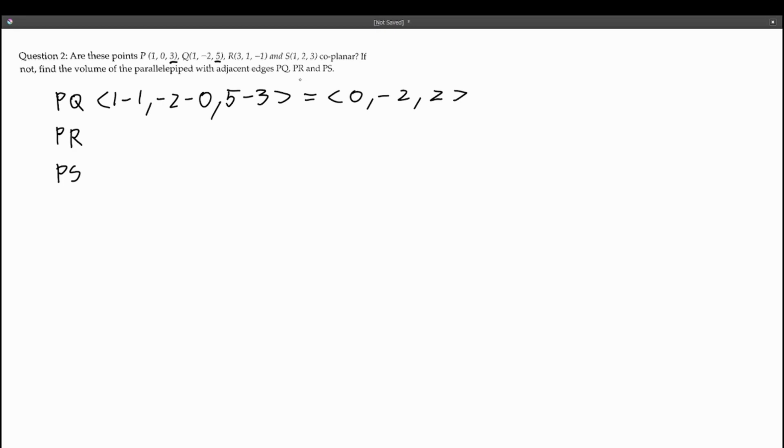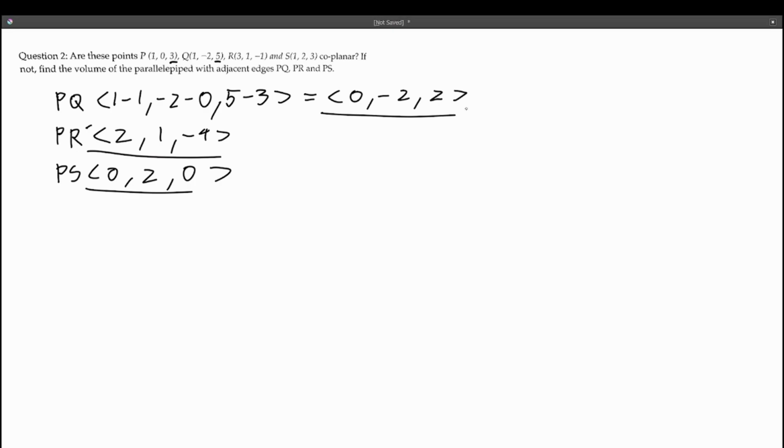We do the same thing for PR and PS as well. I'm just going to skip the first step since it's pretty simple in mental math. So for PR, that's 3 minus 1 is 2, 1 minus 0 is 1, negative 1 minus 3 is negative 4. And for PS, that is 1 minus 1 is 0, 2 minus 0 is 2, 3 minus 3 is 0. So we have three vectors here right now, vector PR, PS, and PQ.